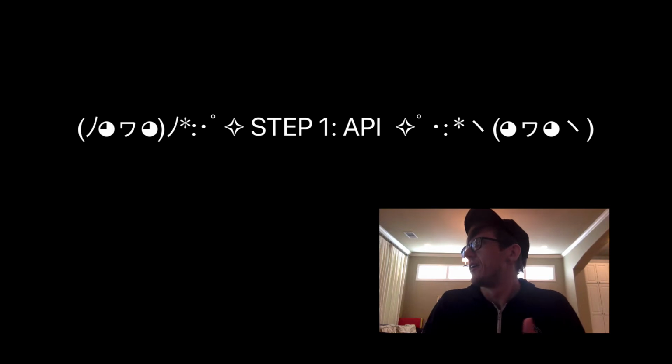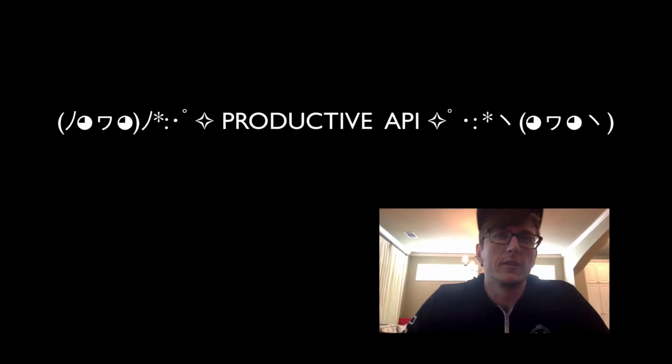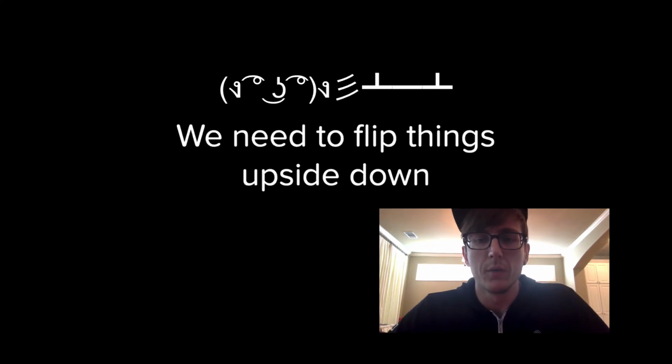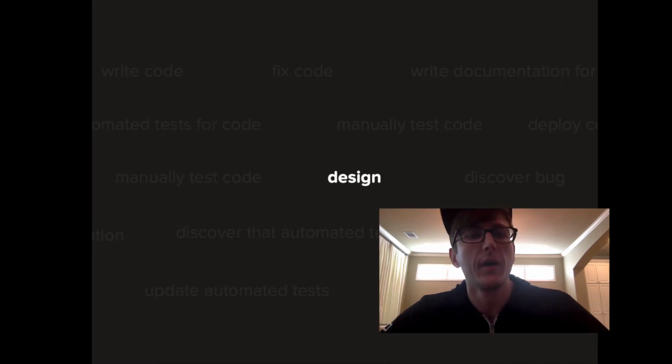Got all this work done. Right, it feels productive, it feels good. I've done it. It feels good, but it's wrong. It doesn't do anything. We need to flip things upside down, and we need to start thinking about design. Not writing documentation, not fixing code, not manually testing code, not deploying code, not discovering bugs, not redeploying code, not remembering how the code works, not updating the automated tests. None of that. We need to mainly be focused on design, and then all of that other stuff that we do is there to make the design come to life.